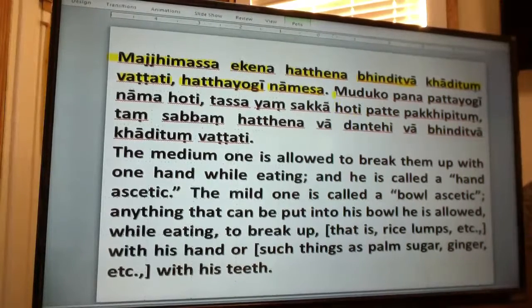And different from the other one, Mudukopana. The different one is Muduko, the mild one. Patta Yogi Nama Hodi. So the mild one we call Patta Yogi. Patta Yogi is a bowl ascetic, because Tassa Yan Saka Hoti Pati Pekipito. This one is suitable for putting everything in the bowl. No problem. The rubbish or the other thing he can do.